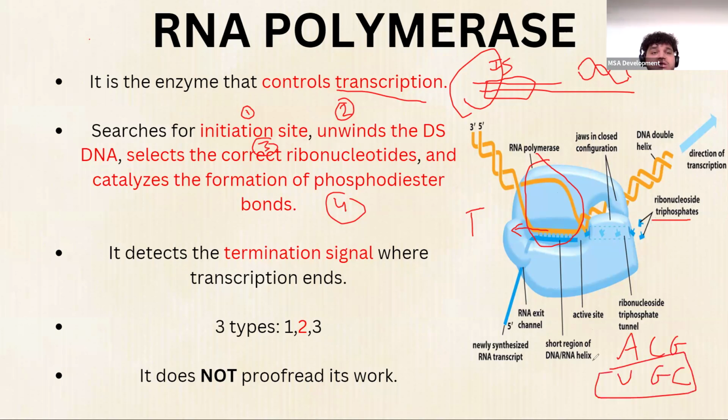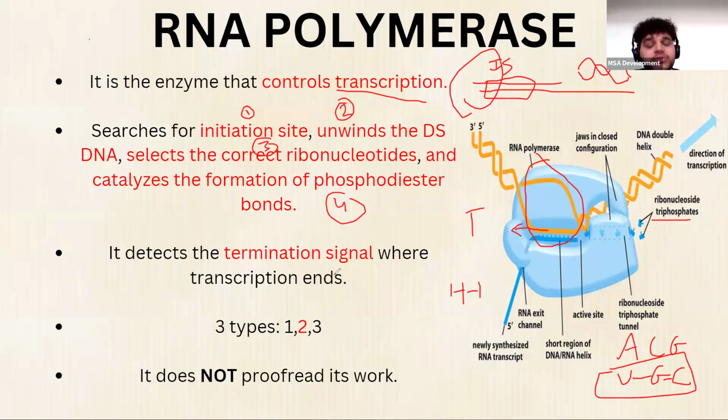Okay, so this is what this step means. Selecting the correct ribonucleotides is basically this step right here. And then it will catalyze the formation of phosphodiester bonds. So when I get these ribonucleotides, I want them to bind to each other, so it will form a connection between them. So basically, phosphodiester bonds. After that, it will detect the termination signal, which is a location also found on the DNA that will tell the ribosome to stop transcription. So basically, initiation site, where the ribosome starts transcribing; termination signal, ribosome stops transcribing.